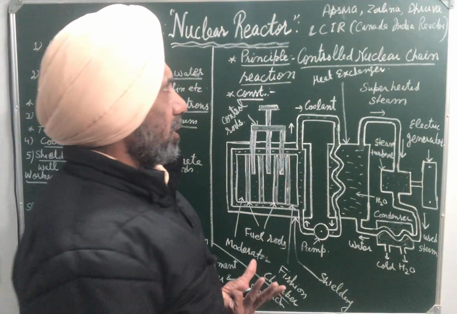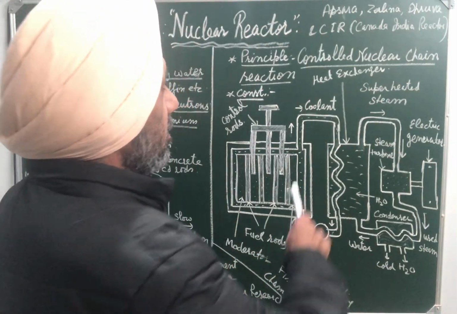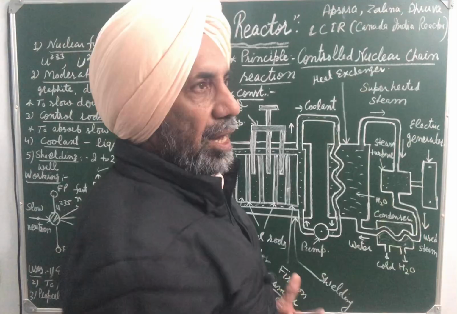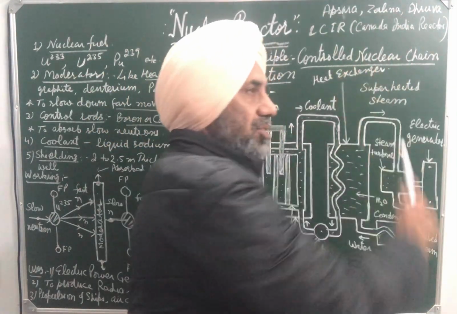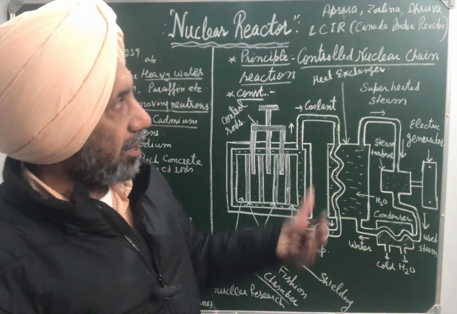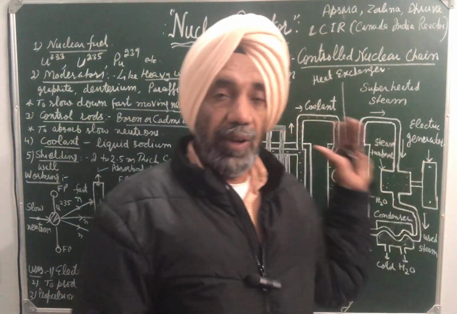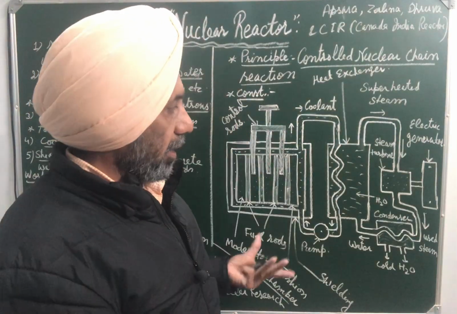For example, the famous nuclear reactors in India are Apsara, Zerlina, Dhruva, and CIRUS, the Canada India reactor. These are the famous nuclear reactors working in India.